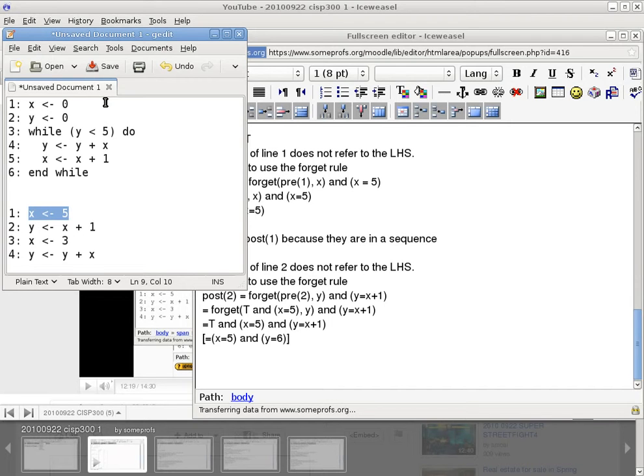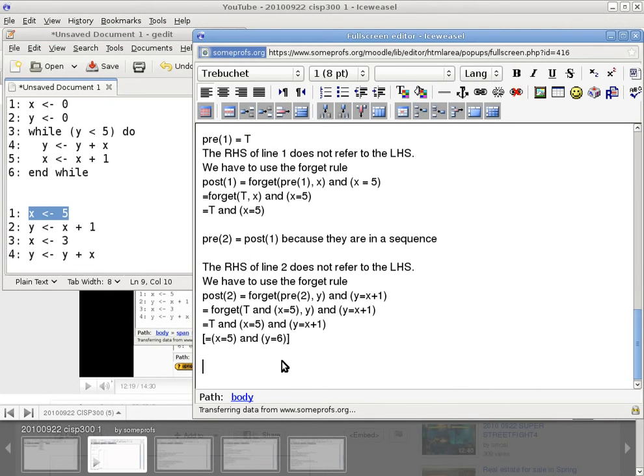Okay? So the substitution rule requires a lot of prerequisites before you can apply it. And anytime you cannot apply the substitution rule, you have to use the forget rule. Is that okay so far? Okay. So the next one is the same thing. The right-hand side of line 3 does not refer to the left-hand side. Same thing. So once again, we have to use the forget rule.